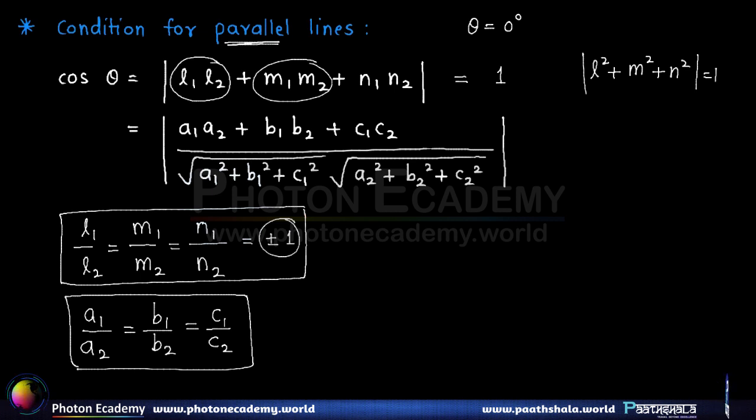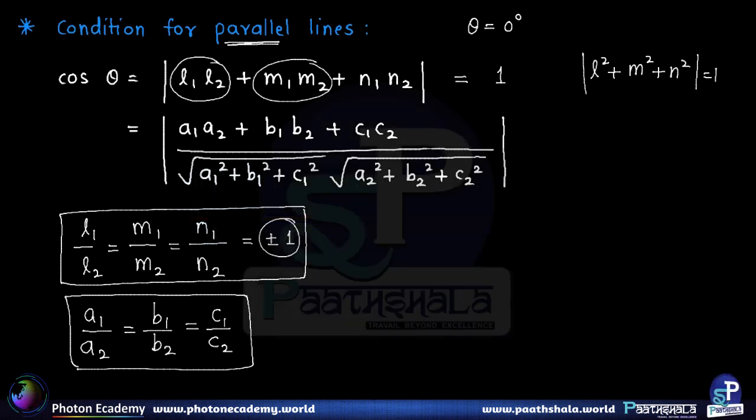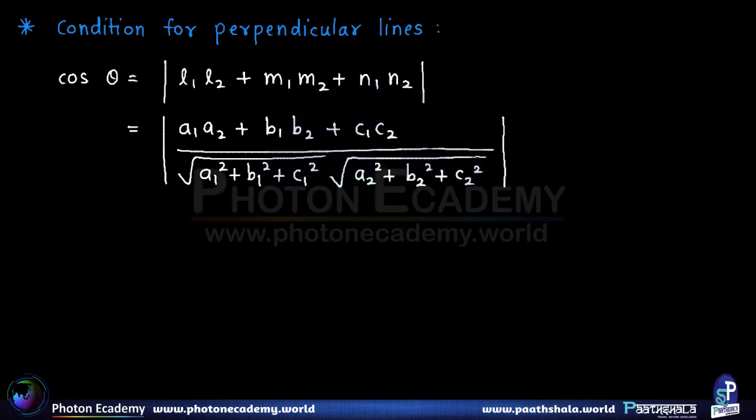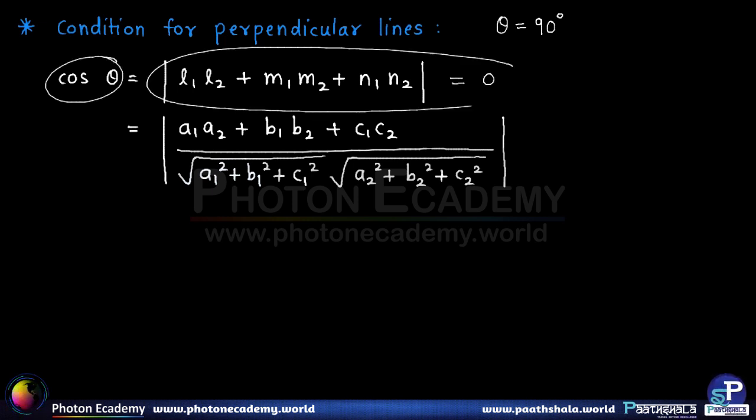Now let us go ahead and see the condition for perpendicular lines. Once again we have written the formulae for cos theta. Since for perpendicular lines we want theta to be 90, cos of 90 turns out to be 0. So that means we want this entire expression to be equal to 0.